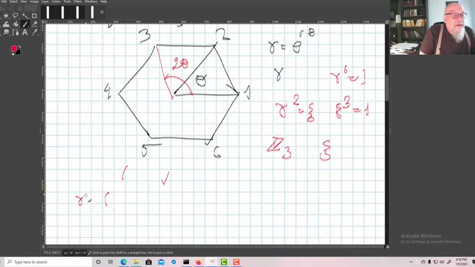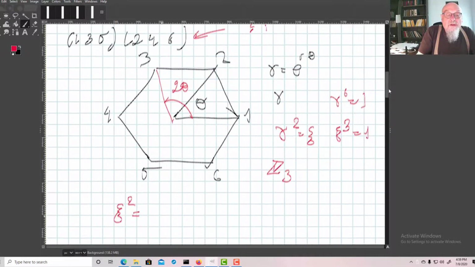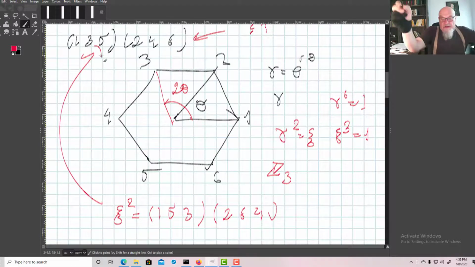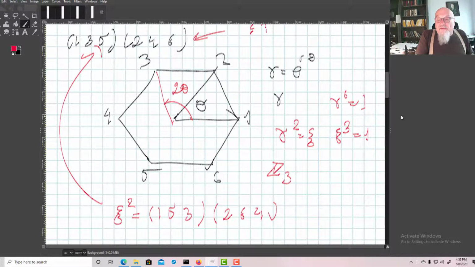So psi square is equal to exactly 1 goes to 5, 5 goes to 3, and 2 goes to 6, and 4. Ah, that's the inverse of that one. Okay, that's clear. So yes, that's the Z3.